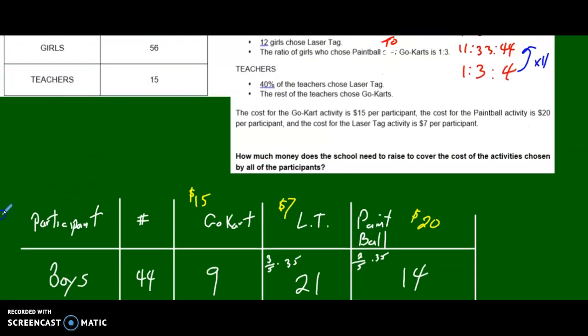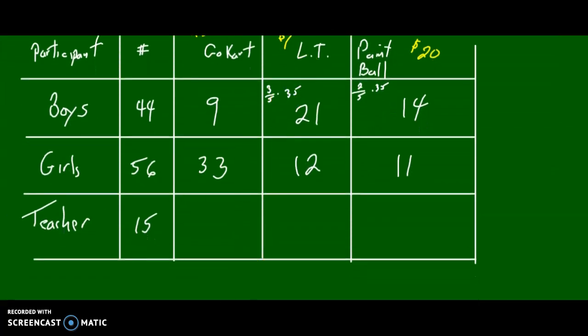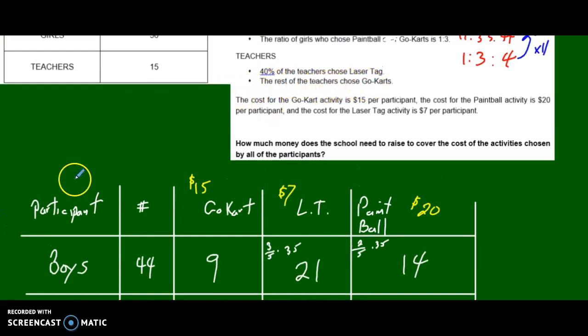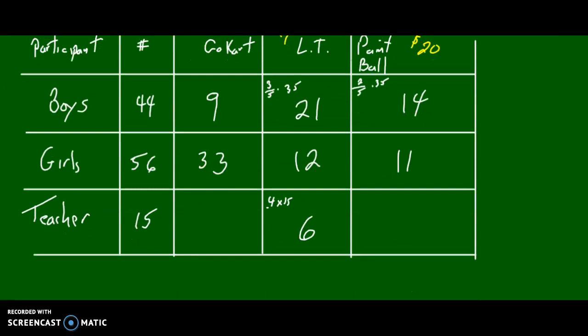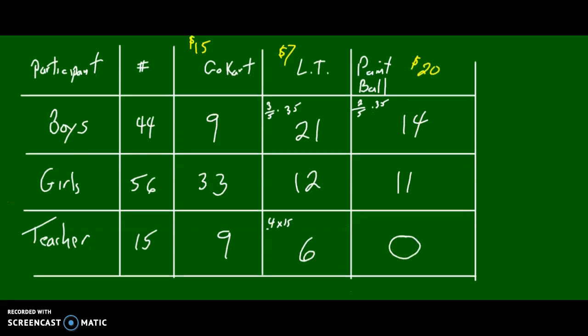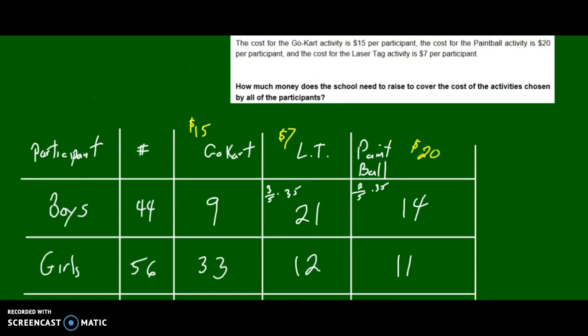Okay, so it says 40% of teachers choose laser tag. So that's just 0.4 times 15, that's 6. Right? 6 teachers choose laser tag. I have 9 left. And then it says the rest of the teachers choose go-karts. So there's 9 left, and they all choose go-karts. So this is 9. So I guess no teachers are going to paintball. And now we have the total for each event in each category.